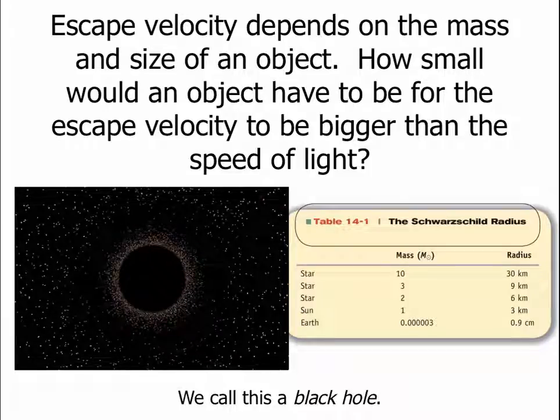So if you have more mass, you don't need to shrink it quite as much to make a black hole. So a star 10 times the mass of the Sun, if we shrank it to a black hole, it would be 30 kilometers across. The Earth, if we wanted to turn the Earth into a black hole, we'd have to shrink it until it was just half an inch across, 1 centimeter.